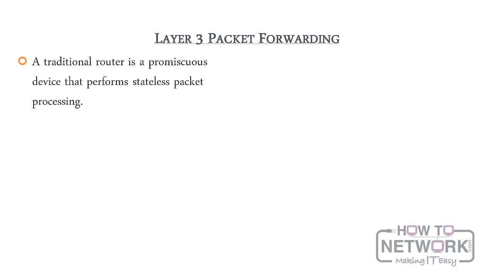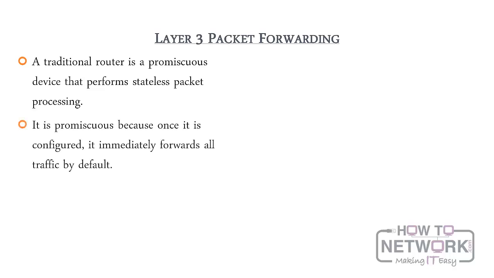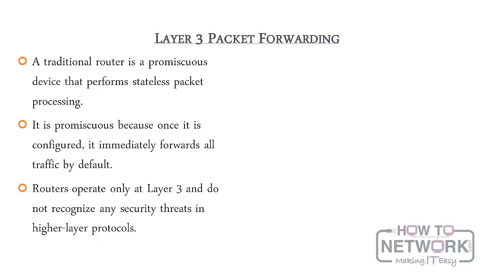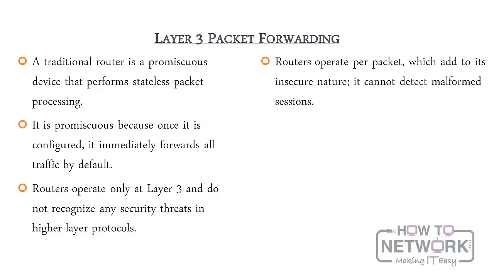Layer 3 packet forwarding. A traditional router is a promiscuous device that performs stateless packet processing. It is promiscuous because once it is configured, it immediately forwards all traffic by default, provided of course that some combination of static and dynamic routing is configured. Typically, a router operates only at Layer 3 and does not recognize any security threats in high-layer protocols. Furthermore, a traditional router operates per packet, which adds to its fundamental insecure nature, because it cannot detect malformed sessions. The network and the router itself are immediately vulnerable to all security threats.